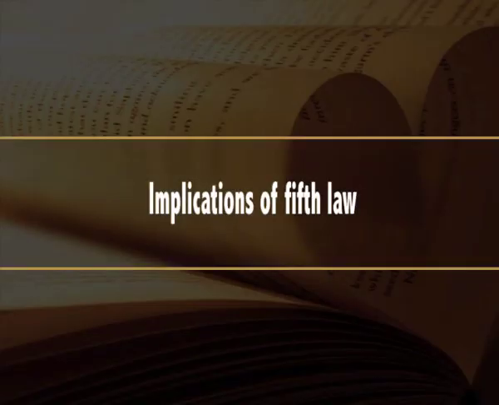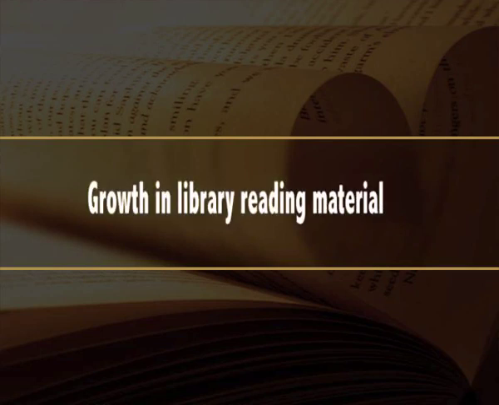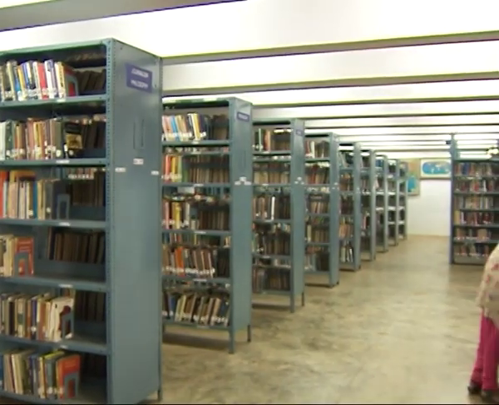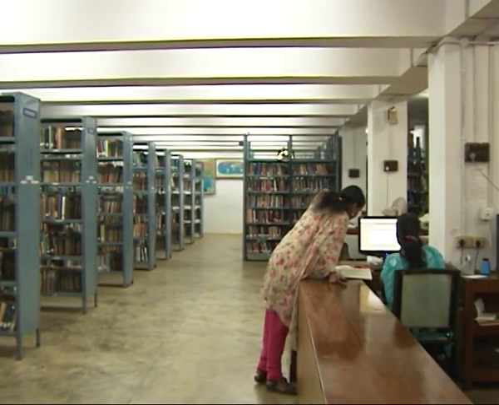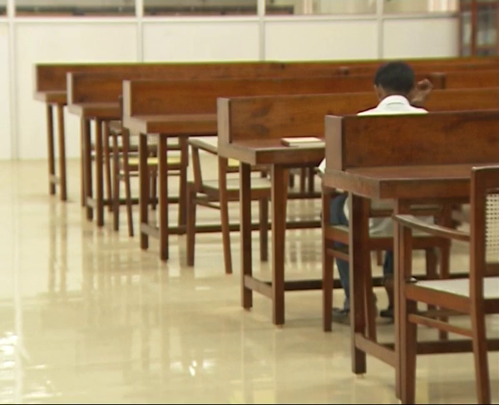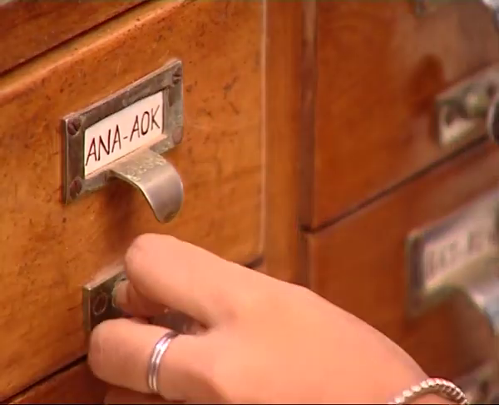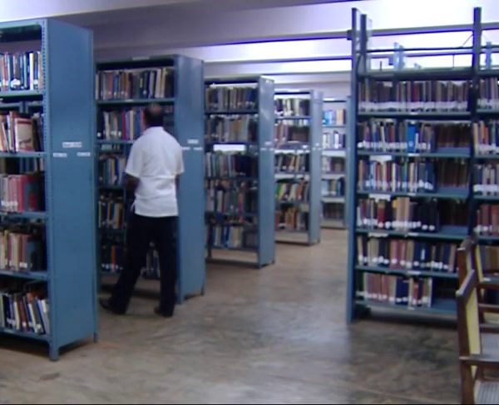Next is the implications of the fifth law. The first one is growth in library reading material. According to the fifth law, the reading material of a library will keep on increasing. In the initial stage, the growth of the book stock would be fast as a child grows. This has its impact on the sizes of the stack room, catalogue cabinet and the number of bookshelves accommodating the books. In the coming years, there will be only slight growth compared to the initial growth.